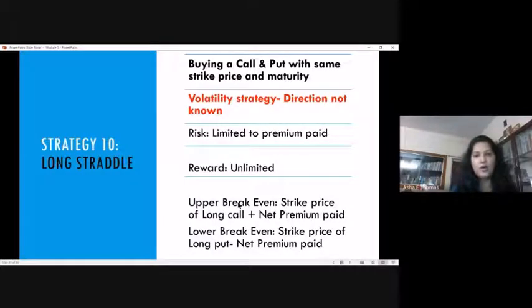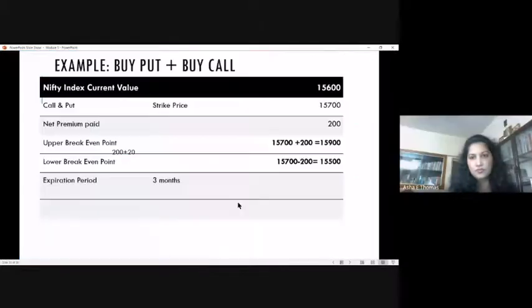Okay, you will have to pay for the call and the put, so the net premium. Right. Buy put, buy call. It's very simple to understand. Call and put at the same price. The upper break-even point would be 15,700 plus 200, that is 15,900. The lower break-even point would be 15,700 minus 200, that's 15,500. Okay, so that's what we call buy put, buy call, the long straddle.